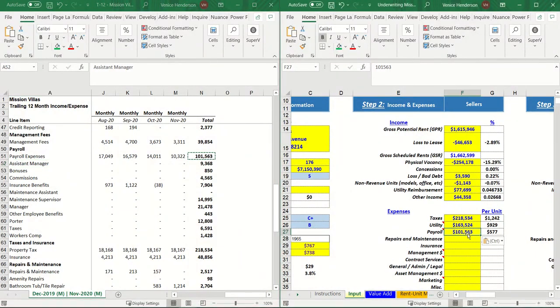All right, so this number looked a little lower, but that's because it didn't seem to have the payroll. So let's go ahead and add in more. Let's add in the assistant manager, bonuses, commissions, insurance benefits. We don't have a maintenance assistant. Seriously, come on. We're paying our maintenance supervisor $15,000 to manage 175 units.